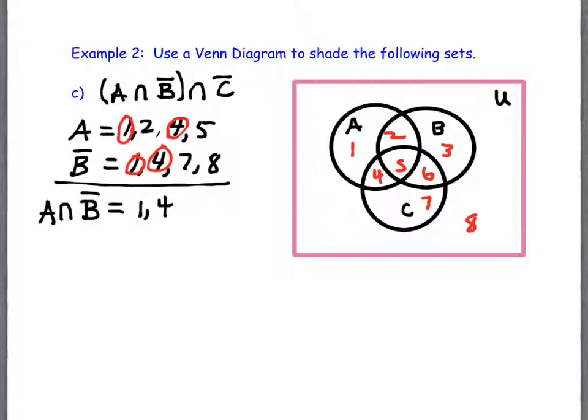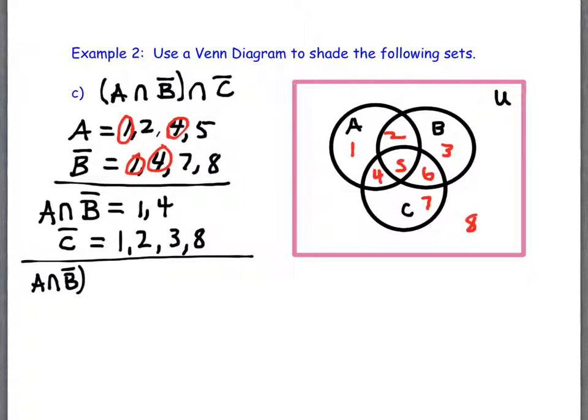Now we're going to do not C, or C complement. What's going on with not C? Things that are not in C. 1, 2, 3, and 8. Yeah, don't forget 8. Now what? Another intersection. Put it all together. You got it. So this is A intersect B complement, and then intersect C complement. This is an intersection, so it's just the number 1, what they have in common.